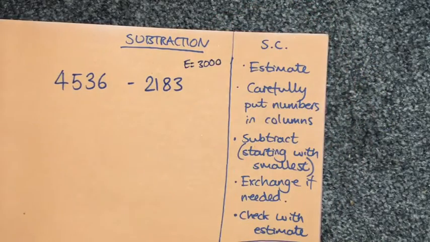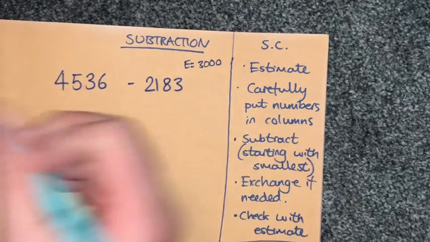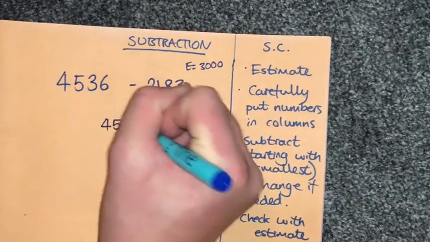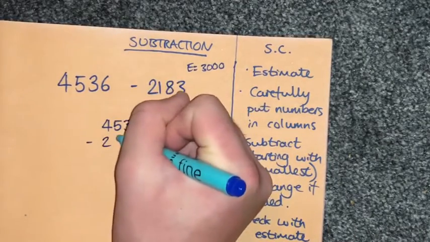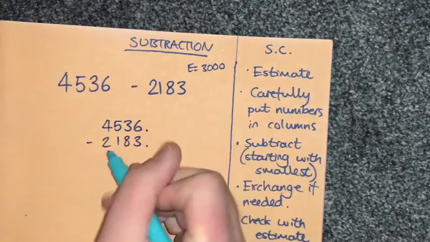The estimate should not take as long. It's literally 10 seconds. Okay, if it's taking you longer than 10 seconds, you're not really estimating. A very quick estimate. So, put the numbers into columns. 4,536, take away, put my decimal point in, 2,183, put my decimal point in.